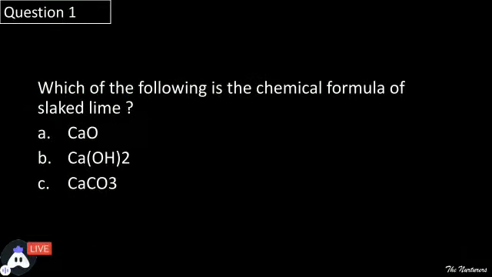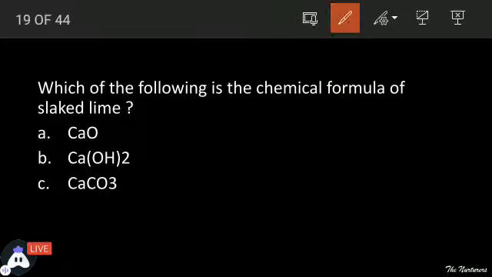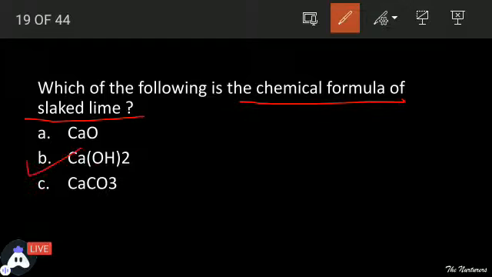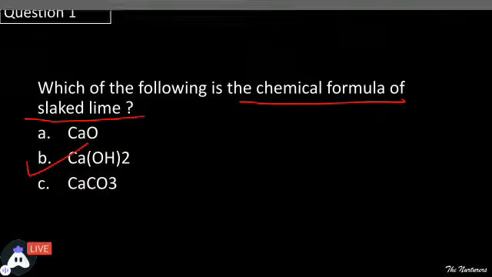So which of the following is the chemical formula of the slaked lime? Whether it is the first one CaO, or the second one calcium hydroxide Ca(OH)2, or is it the third one calcium carbonate? Which is the chemical formula of slaked lime? Yes, we have already discussed, it is the B one, that is calcium hydroxide.